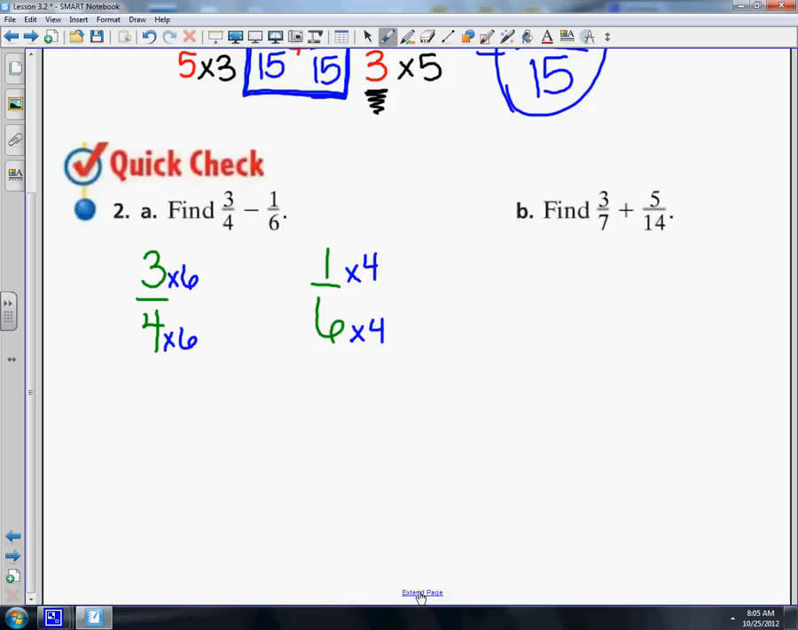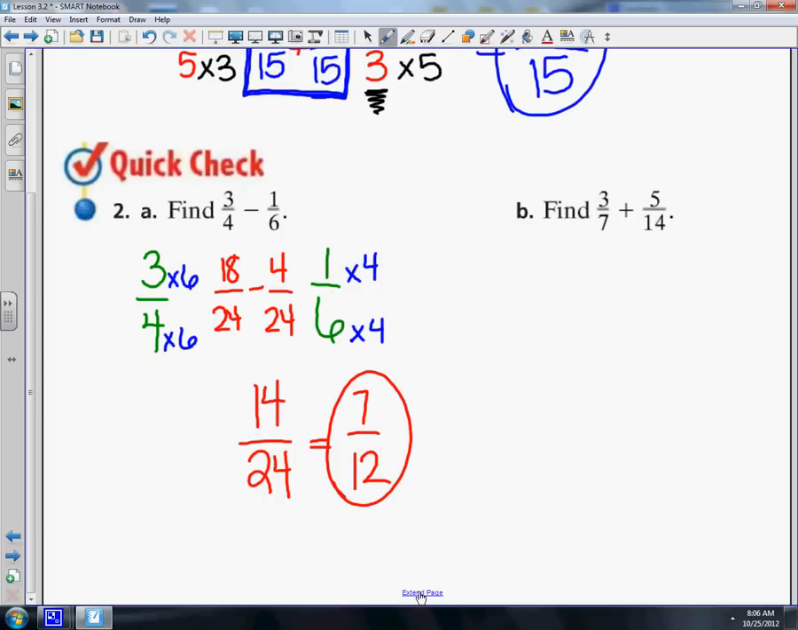3 times 6 is 18, and 4 times 6 is 24, minus 4 over 24. Now, 18 minus 4 is 14 over 24. When you get to this step, you always will have to reduce. So I would reduce that to 7/12.